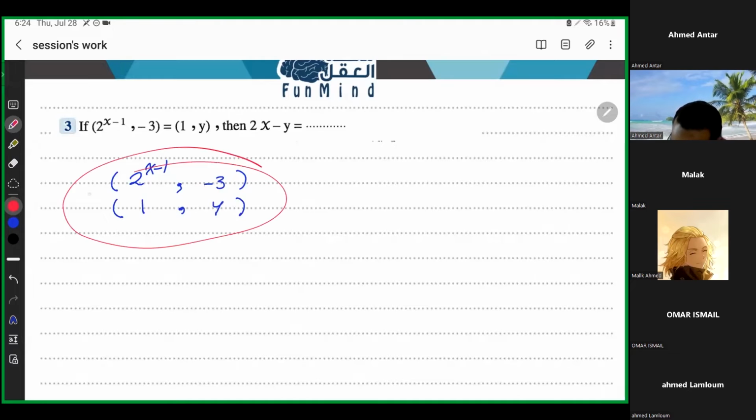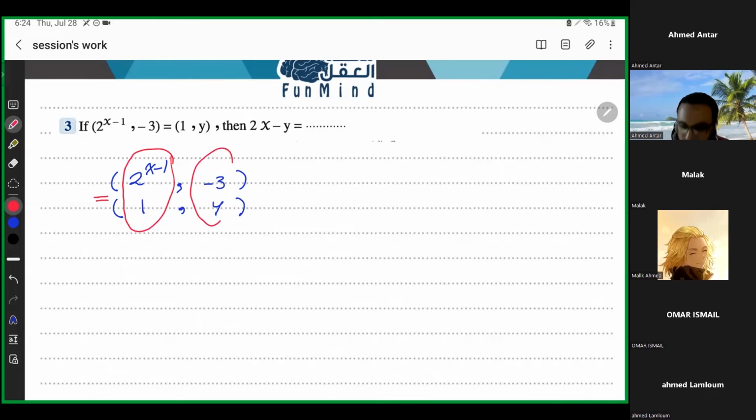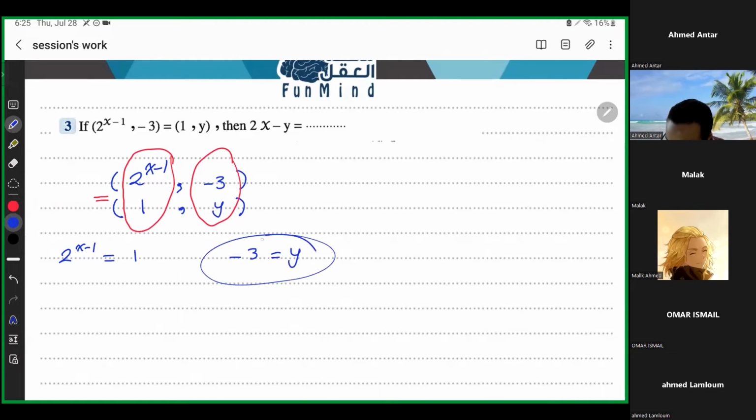Now these two order pairs are equal. That means the first term equals the first term and the second term equals the second term. So from here you can get two equations. The first equation is 2 power of x minus 1 equals 1. And the second equation is negative 3 equals y. Okay? So from here, the y equals negative 3.